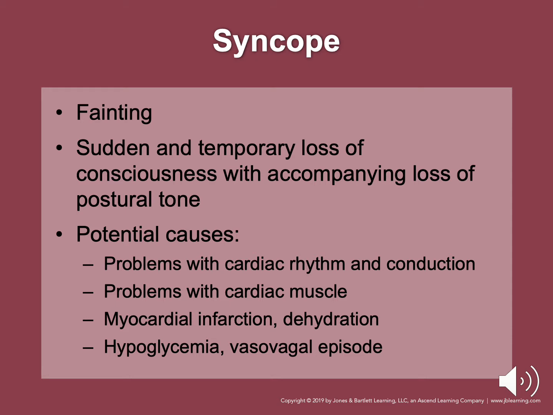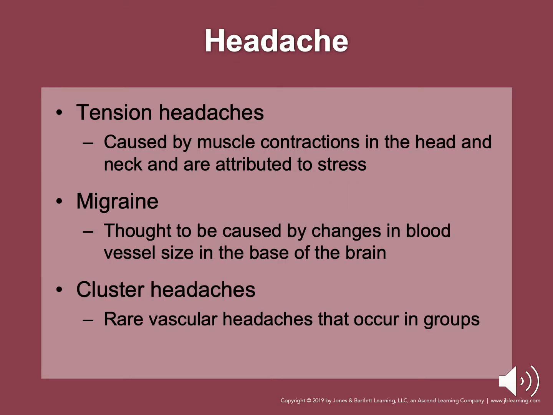Migraine headaches are thought to be caused by changes in the blood vessel size at the base of the brain. Patients may experience aura or unilateral focused pain that spreads over time. Pain described as throbbing, pounding, and pulsating, and may have nausea and vomiting. Patients prefer dark, quiet environments and it can last for several days.